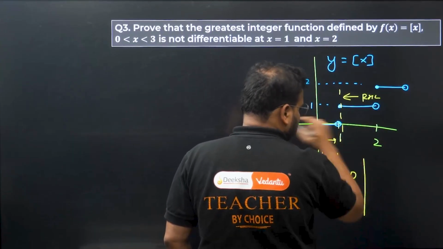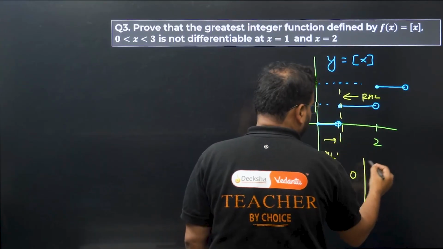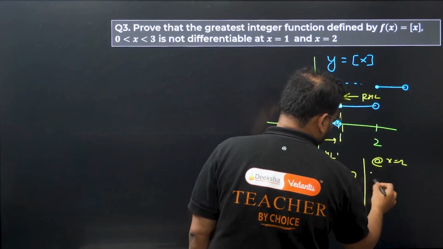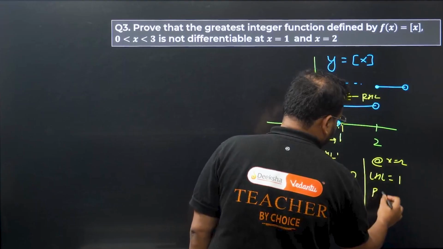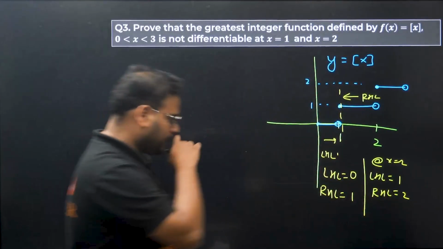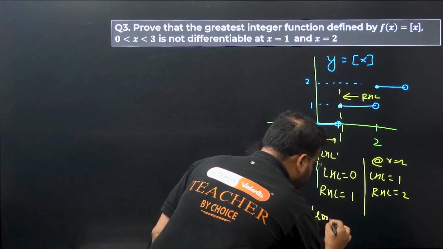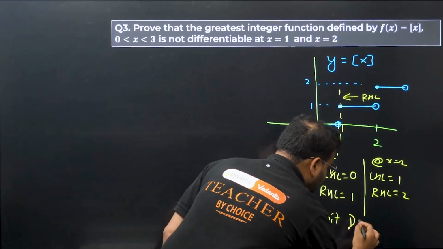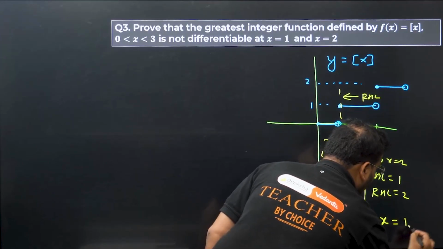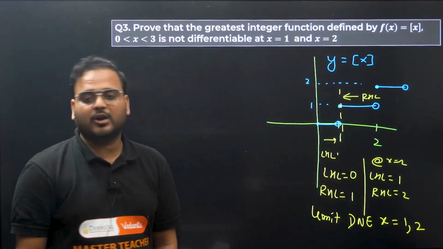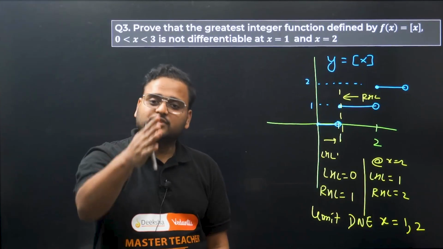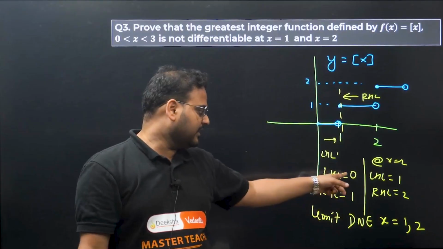At the point x equals to 2, again, your LHL value is 1, and the RHL value is 2. Are they equal? They are not equal. It means limit does not exist at x equals to either 1 or 2. Whether you take the point at 1 or 2, the limit value does not exist. Remember, what is the condition? LHL should be equal to RHL, right? Not equal. LHL is 0, RHL is 1.